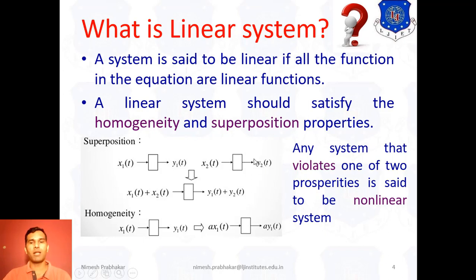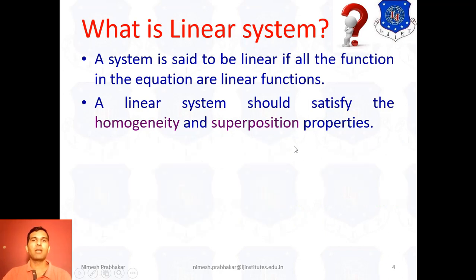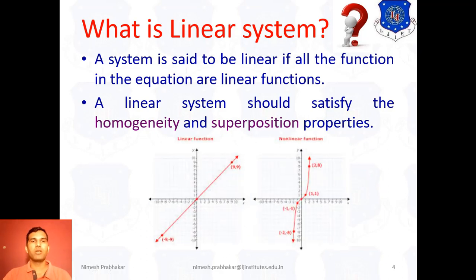Okay. Now for better understanding, we will take one example as a graph. In the graph, the left hand side represents the linear system or linear function graph, and the right hand side indicates the nonlinear system graph. See here, the input and output follow a linear relationship, but here the input and output do not follow a linear relationship. Here, see, input and output follow the linear relationship.